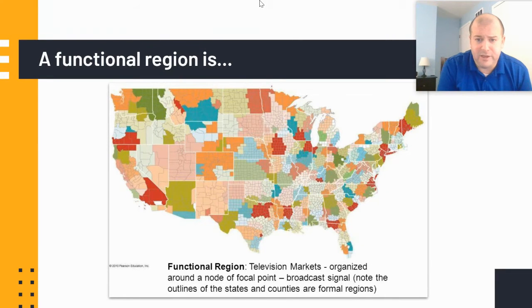Another example, we have TV broadcast areas. Okay, the central node in this region would be the tower that emits the broadcast signal, and the hinterland or filling of the region would be the area where people could tune into that channel. Same concept would apply with radio stations as well. If you live outside the broadcast area, you're going to be watching a different channel, listening to a different station.